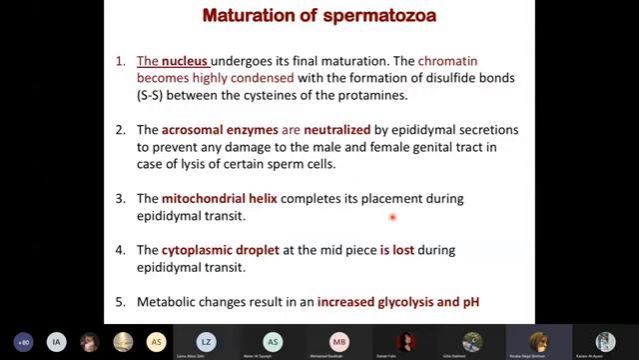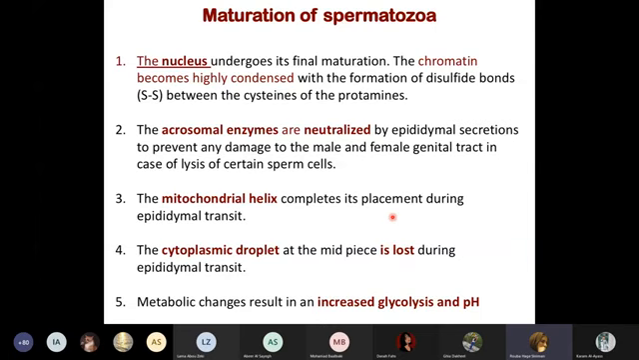Also, the mitochondrial helix will complete its placement during the epididymal transit into the neck. So they will acquire their final location, and there will be an increase in glycolysis and an increase in the pH because of metabolic reactions. And all of these structural, biochemical, and metabolic changes that occurred will be involving the acrosome, the nucleus, and the plasma membrane.